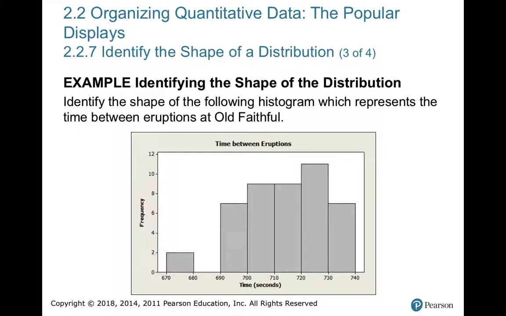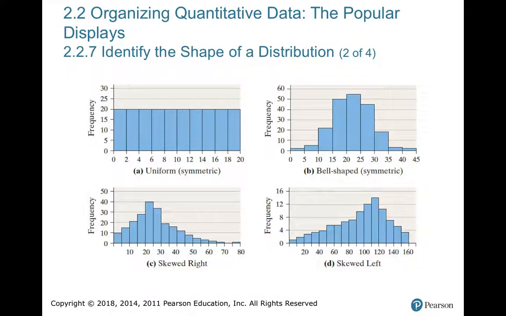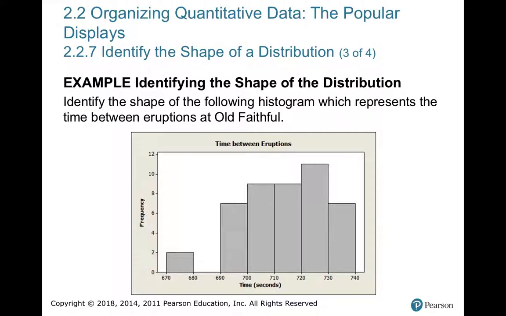So we'd want to say, this is our Old Faithful data. What kind of distribution are we seeing on this? So go ahead and think about what you think it is. Do you think it is uniform, bell-shaped, skewed to the right, or skewed to the left when you look at this graph?